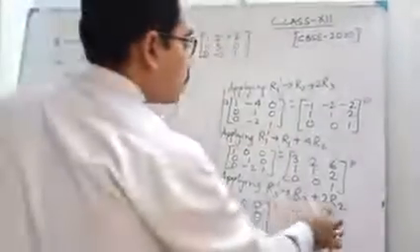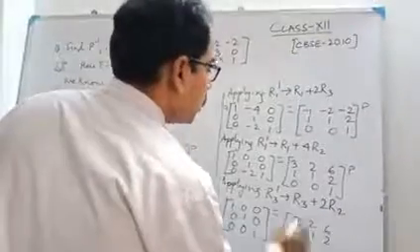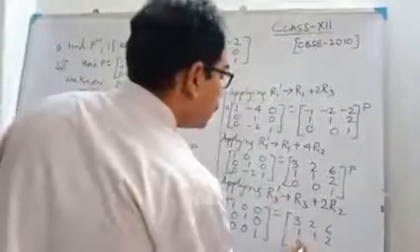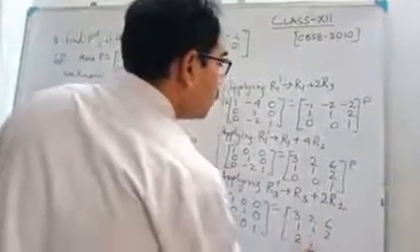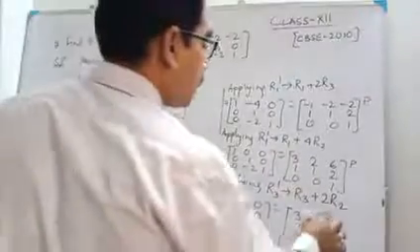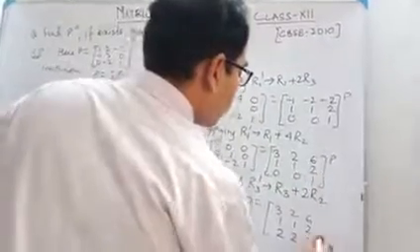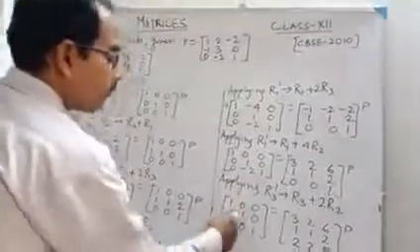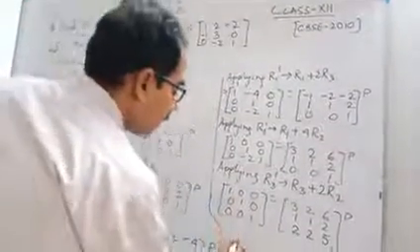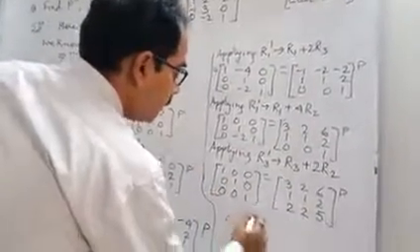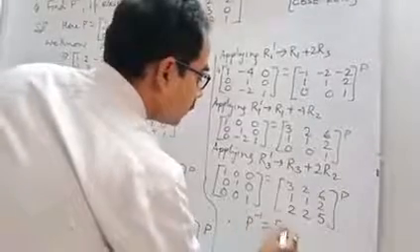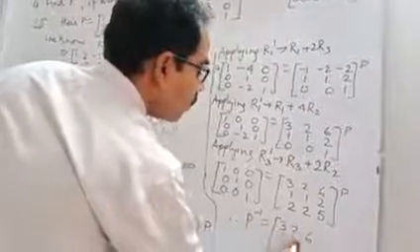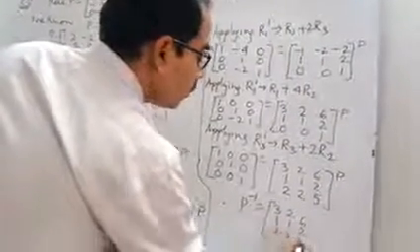So R3 plus 2 R2, 2, 2. So 1 plus 2 2s are 4, means 5. So here I have got the identity matrix. Therefore I can write that P inverse equal to 3, 2, 6, 1, 1, 2, 2, 2, 5.